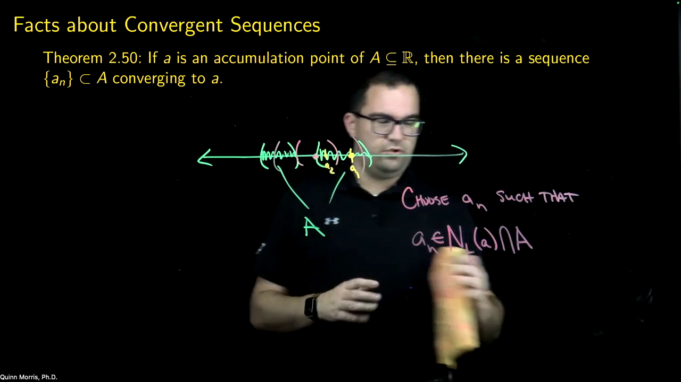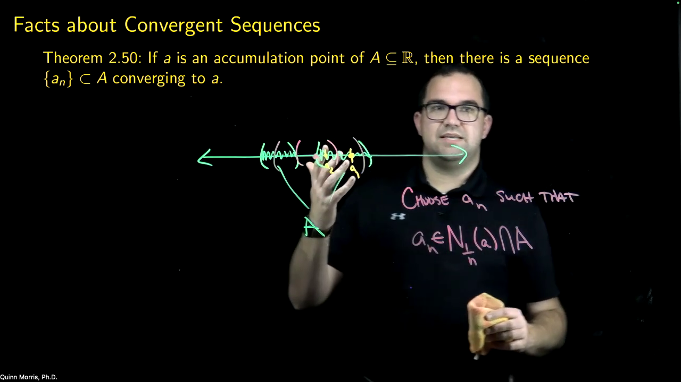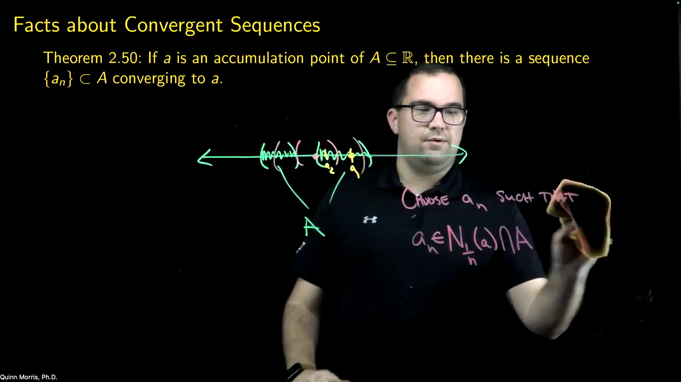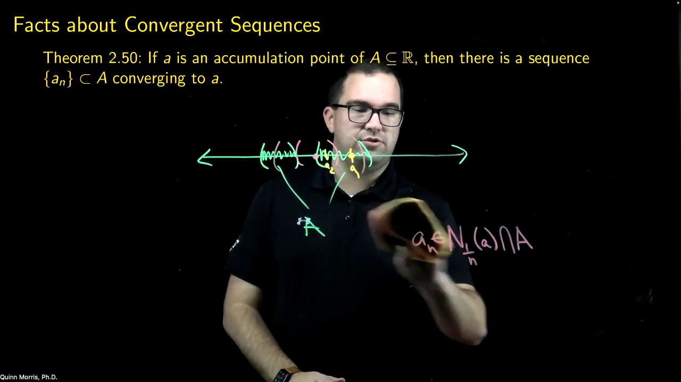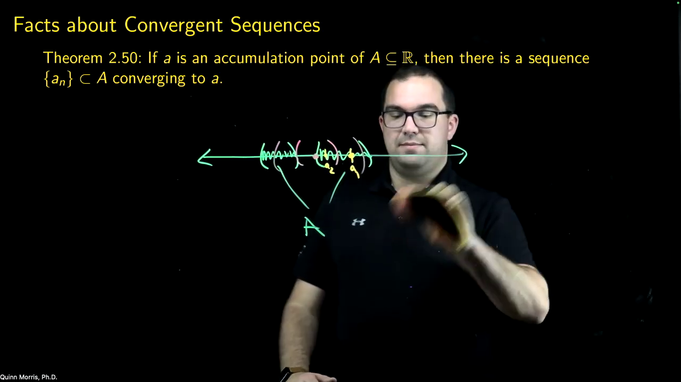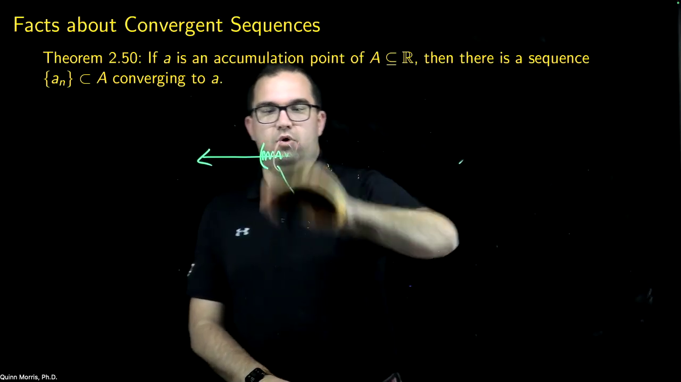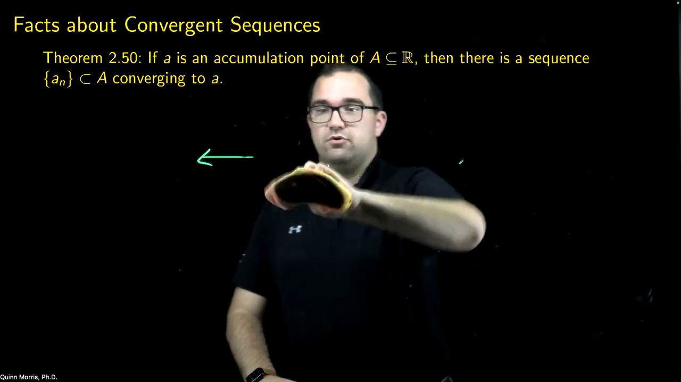You can see a fully written out detailed proof in the text, but this is the idea. This is just a handy way when we happen to know something about the topological structure of our set, and we know, for example, that we have an accumulation point. This actually gives us a quick way to say, oh, well, I could have a sequence that converges to that.